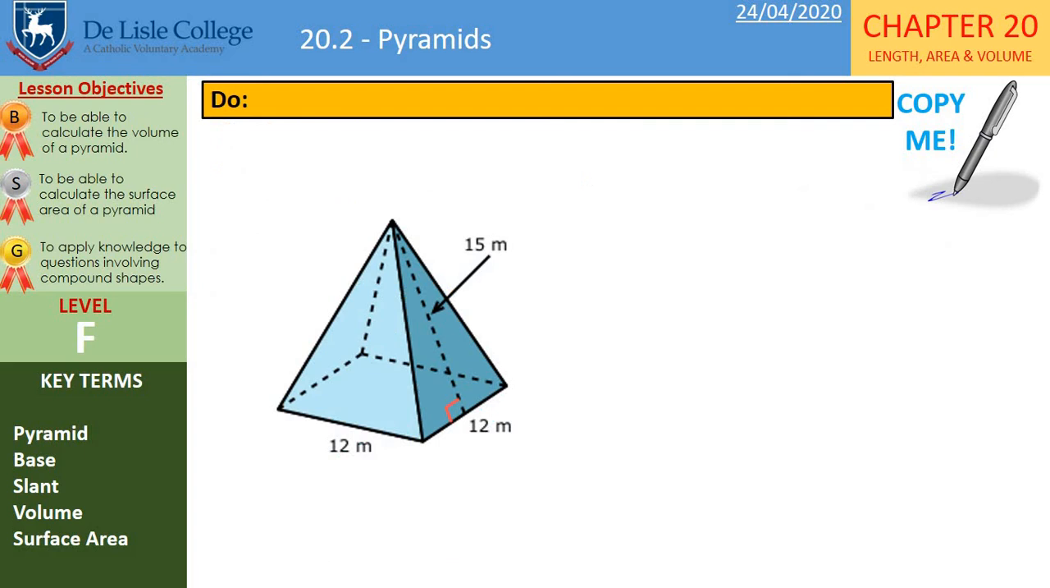Good work, well done. Right, here is another example. Please, using your calculator, maybe sketch the diagram in your book, have a go at finding the total surface area. Pause the video as you do this.